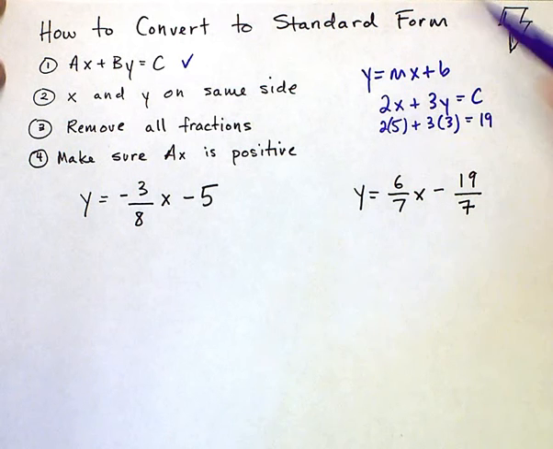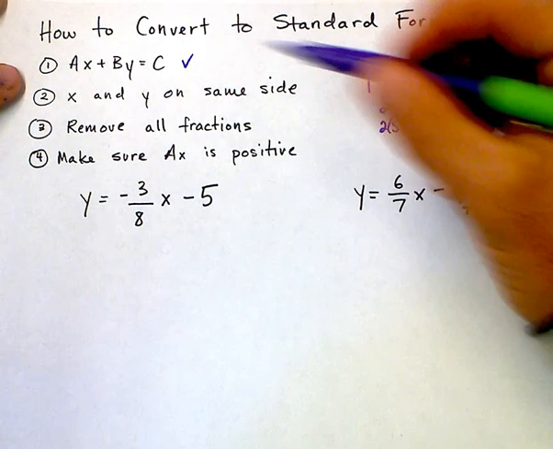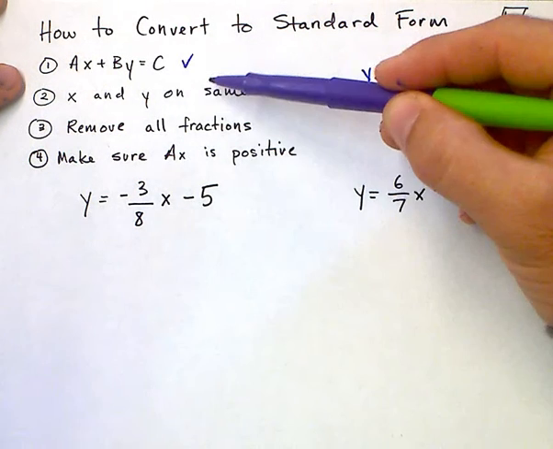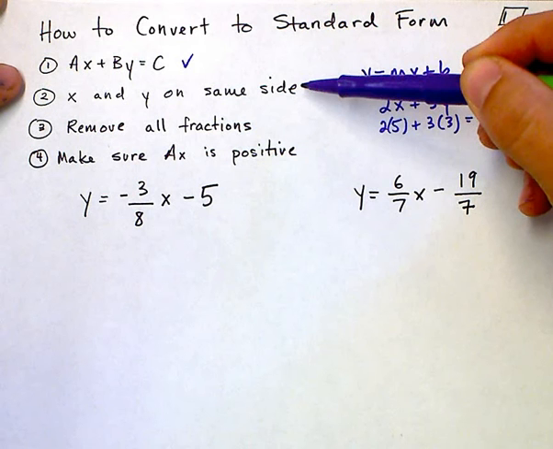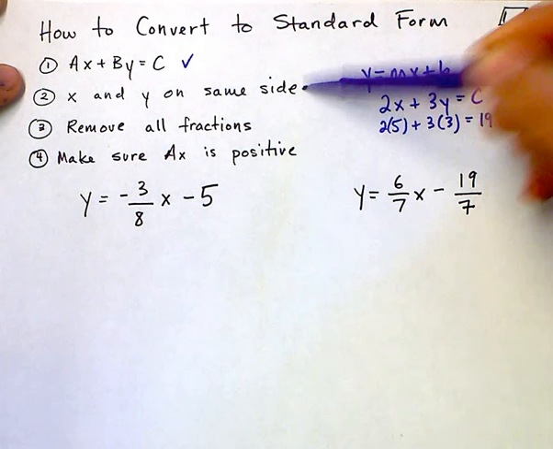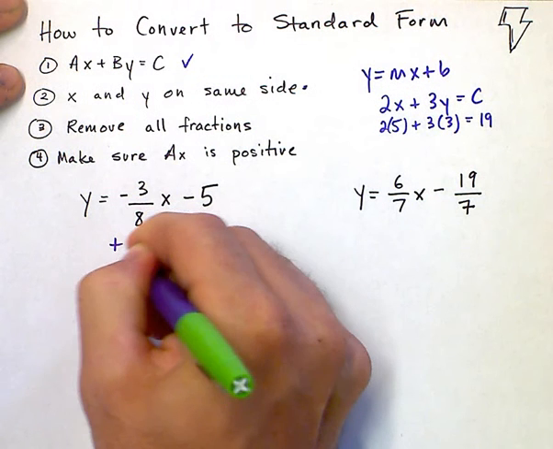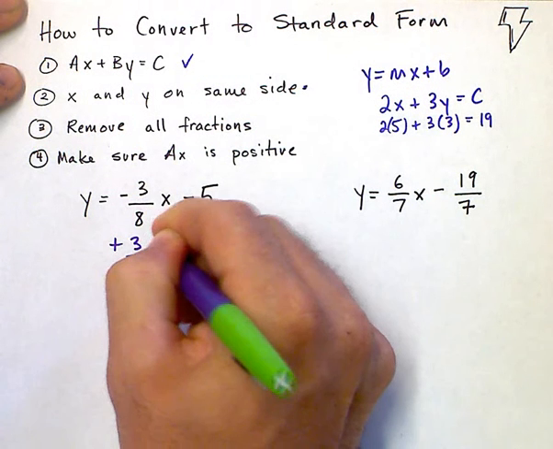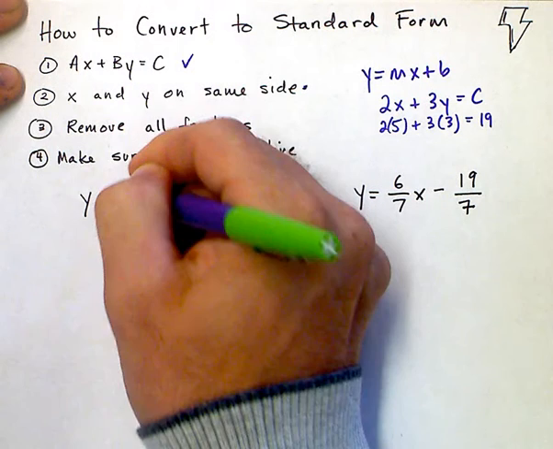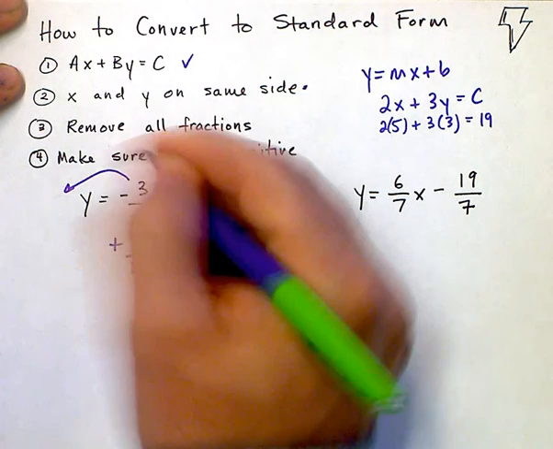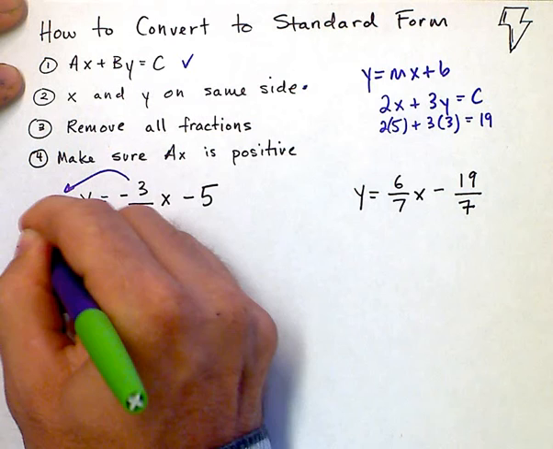So if you're given y equals mx plus b, notice x and y are not on the same side. So your first movement is to get your x and y on the same side, and you do that with an inverse operation. If it's a negative 3/8 x, to move it onto this side, we're going to add 3/8 x to both sides.